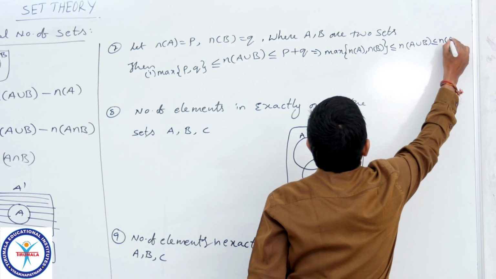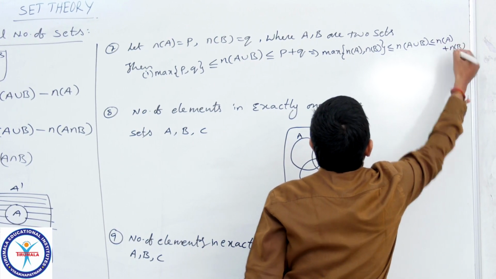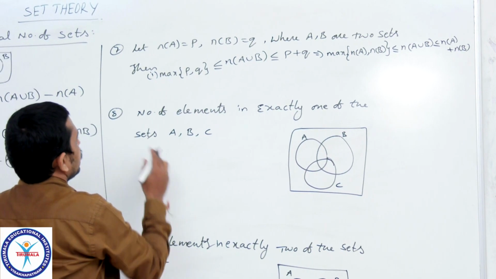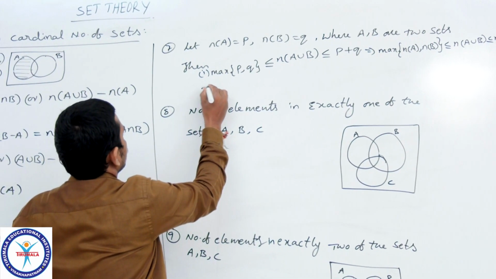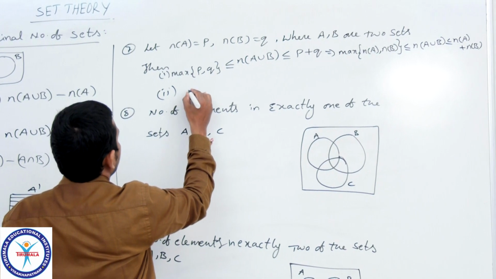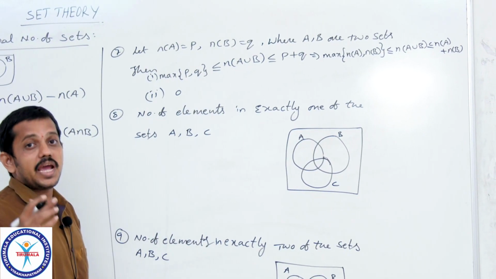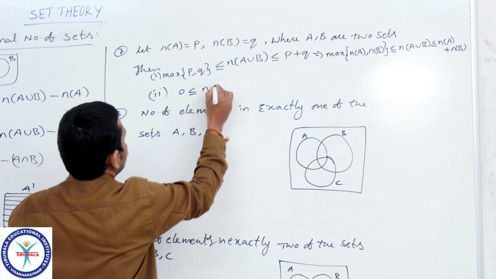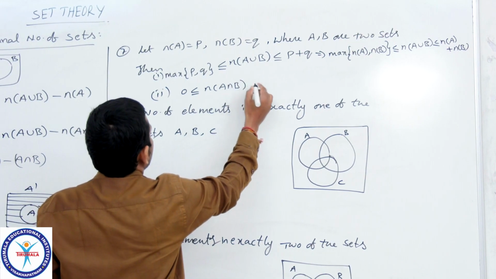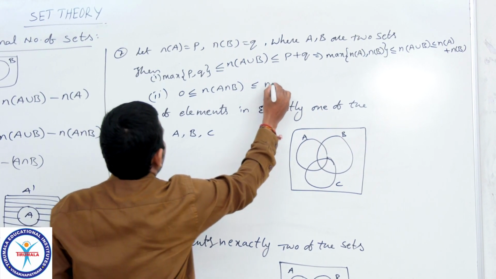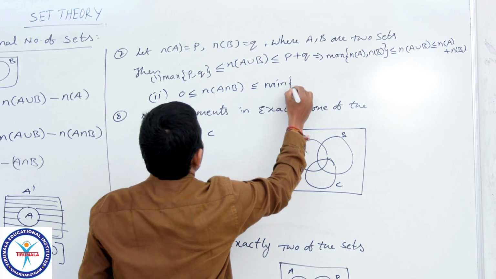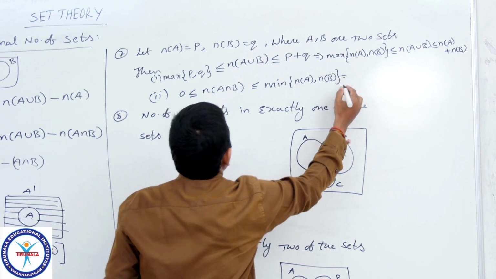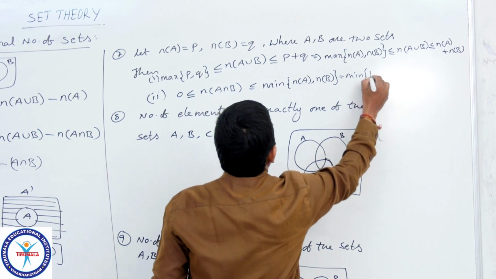plus n of B, number of elements in A plus number of elements in B. And what is the minimum value? And 0, what is the number of elements in A intersection B? The number of elements in A intersection B lies between 0 and the minimum of number of elements in A comma number of elements in B, that is minimum of P comma Q.